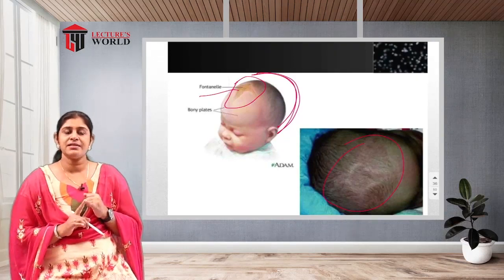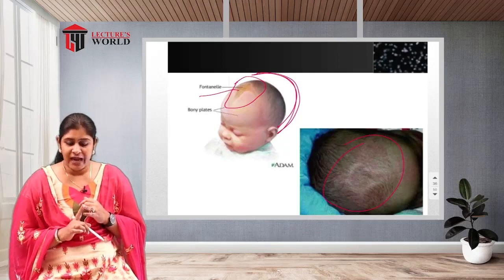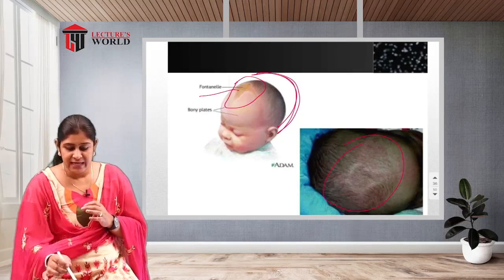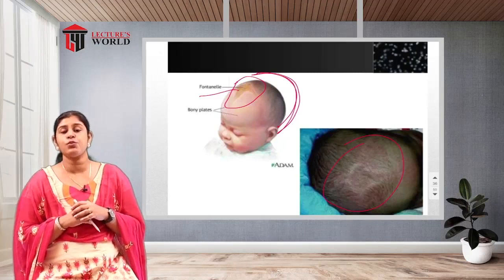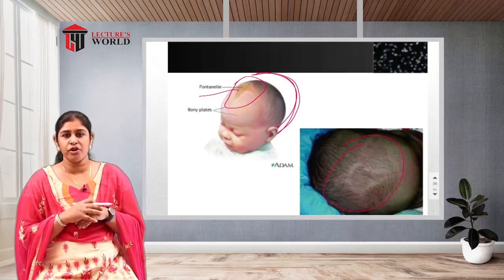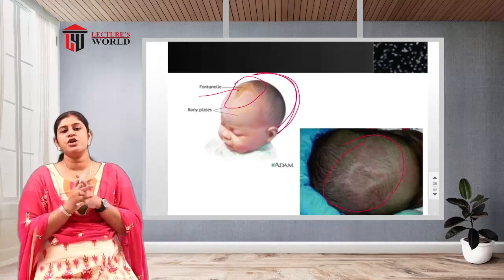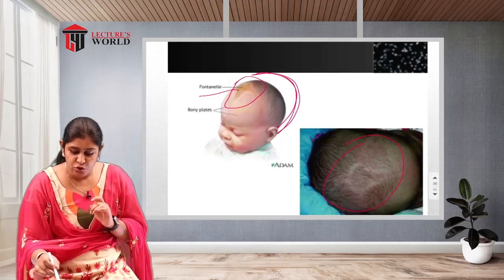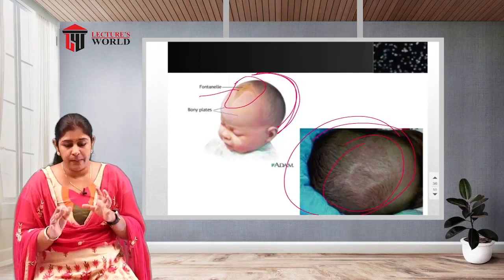There are two fontanelles in babies, the anterior fontanelle and the posterior fontanelle. The anterior fontanelle is diamond shaped, and the posterior fontanelle we can see at the back of the head. Parents should take care of these fontanelles, because the sutures develop completely only by 1.5 to 2 years. That is why this region is to be kept safe, and to protect the baby's head also.